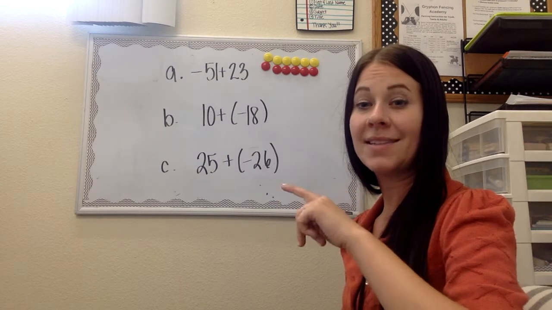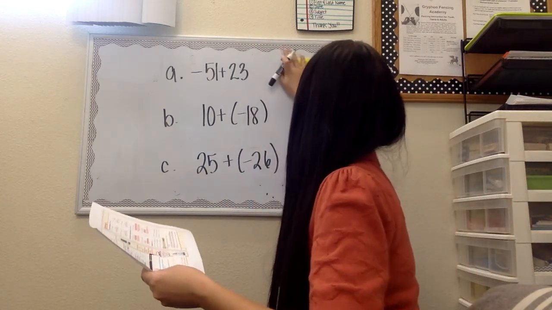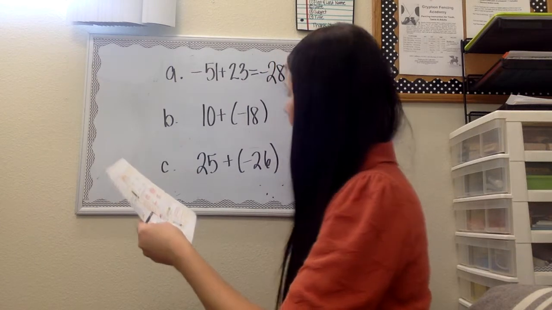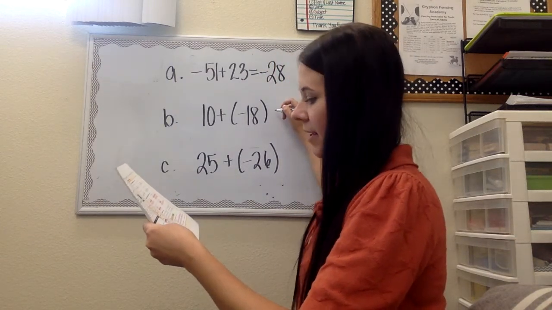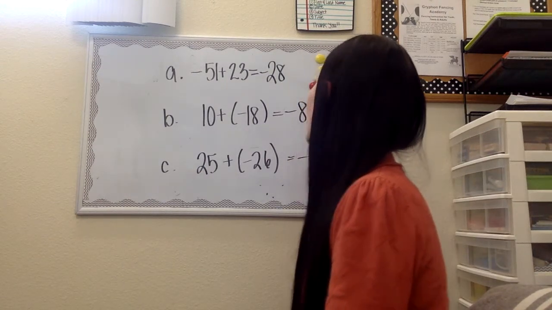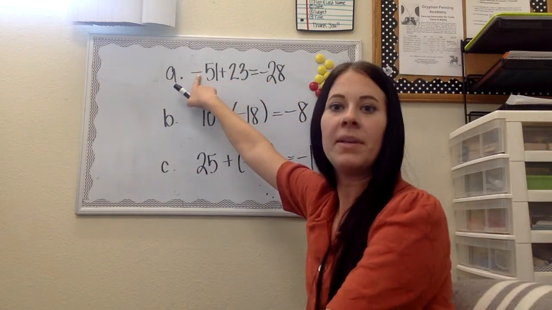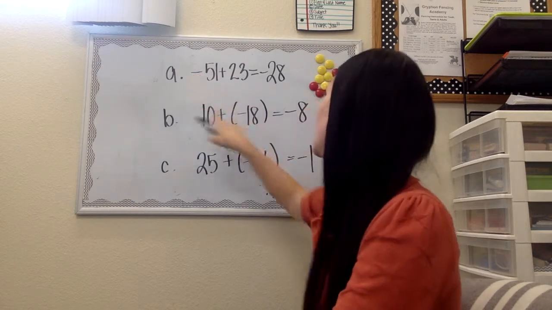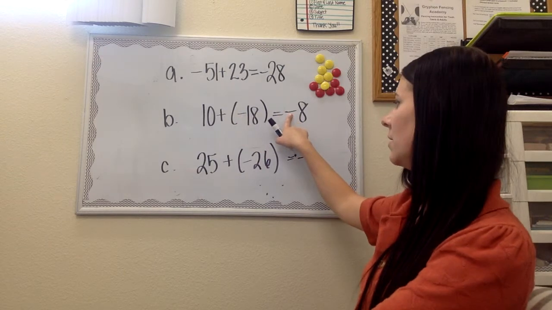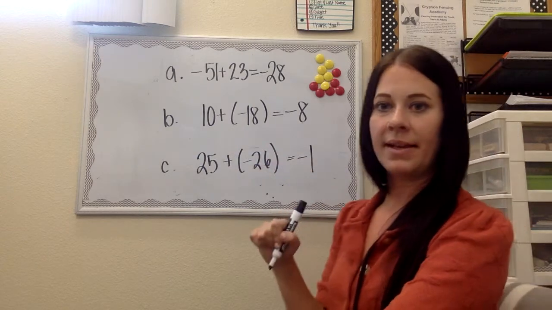Okay, let's see how you did. So, our first answer, let's move my counters. I probably didn't need those today. My first answer is negative 28. My second answer is negative 8. And my third answer is negative 1. When I do 51 minus 23, I get 28. I keep the sign of the 51 because 51 is bigger than 23. Here, 18 minus 10 is 8. 18 was bigger, so I keep its sign. 26 minus 25 is 1. 26 is bigger, so I keep its sign.